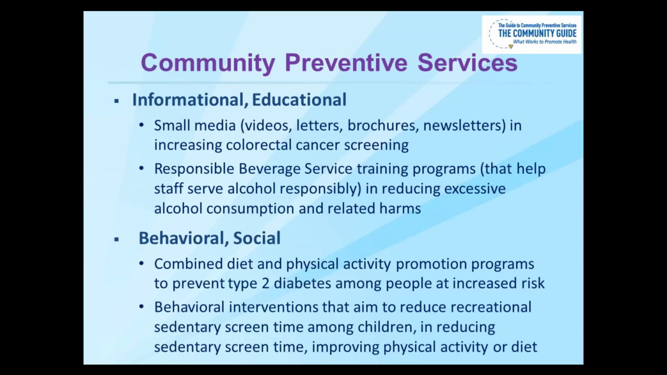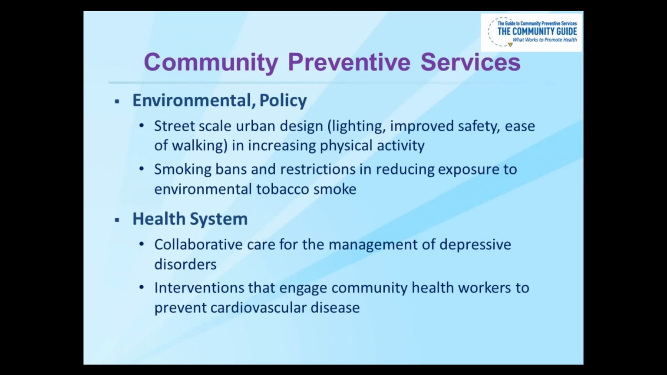Next slide, please. There are 2 other areas of community preventive services. So the third of all of them so far is environmental and policy interventions. Such things as, what's the effectiveness of changing a street, adding lighting, and making it safer to walk? Does that increase physical activity in a community? What's the effectiveness of having bans and restrictions on smoking? Does that reduce exposure to environmental tobacco smoke?